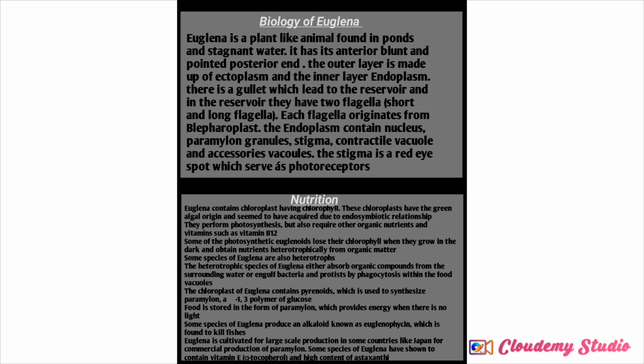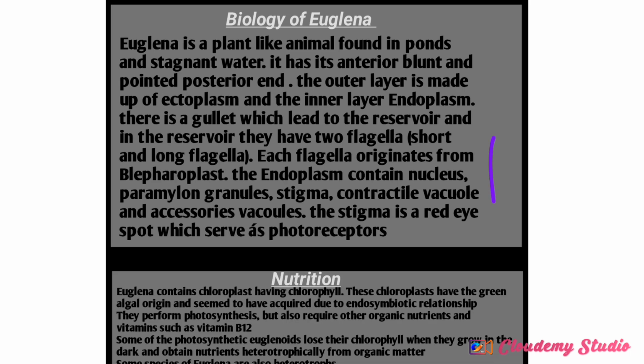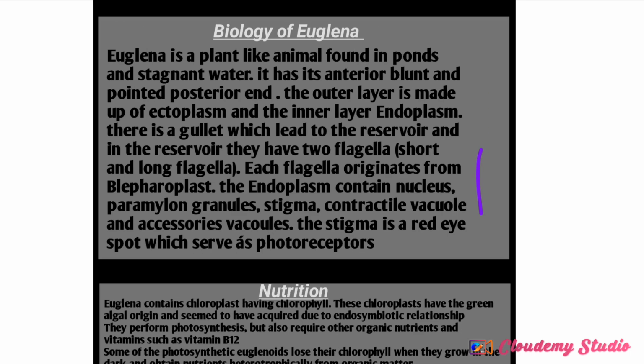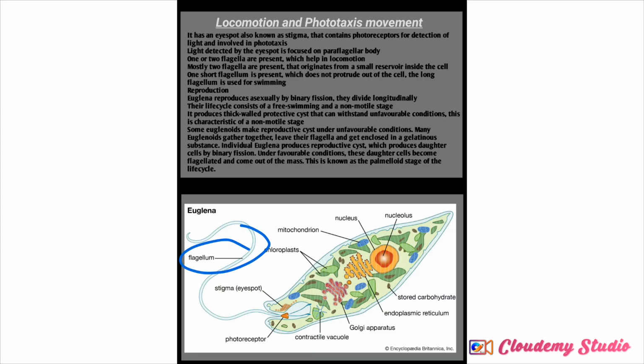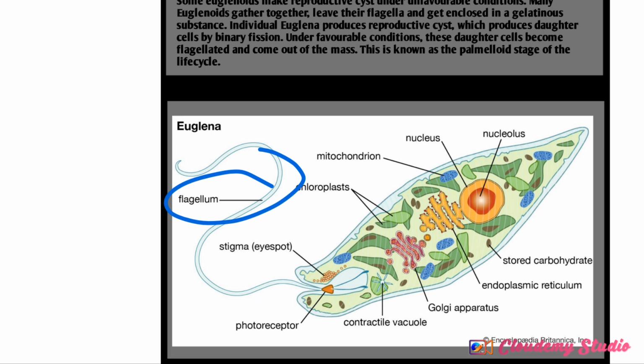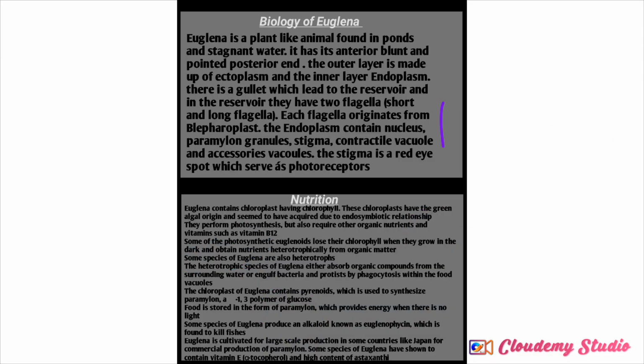Now, moving from there to the biology of Euglena. Now, for the biology of Euglena, we have to understand that Euglena is a plant-like mastigophoran, and this is a representative of Phytomastigophora. They are mostly found in water, in ponds, that is in ponds, and in stagnant water. They have their anterior end blunt and their posterior end pointed. Now look at their structure. We have the anterior end blunt and the posterior end pointed. That is what we mean by that. They have the outer layer, the ectoplasm, and the inner layer, the endoplasm.